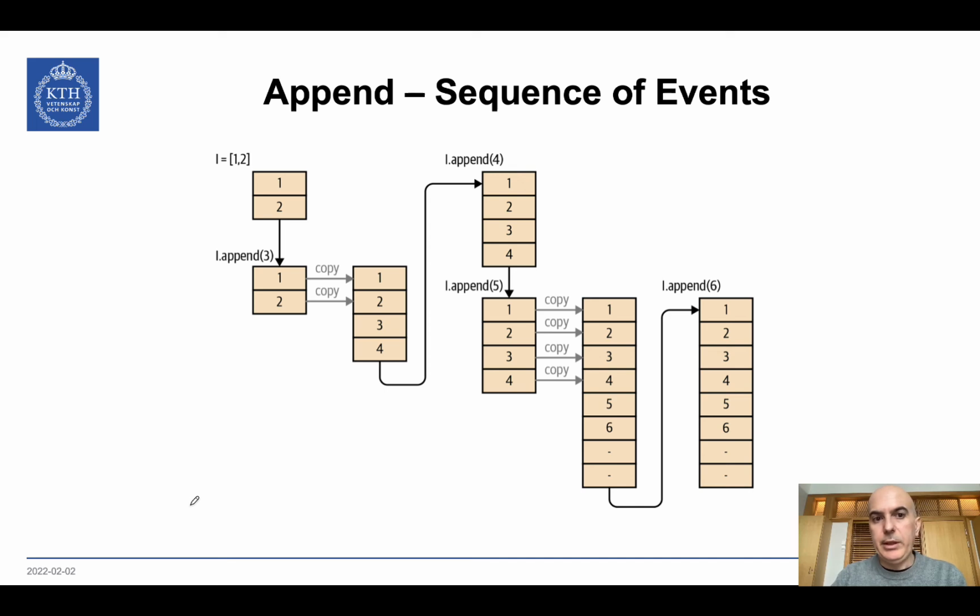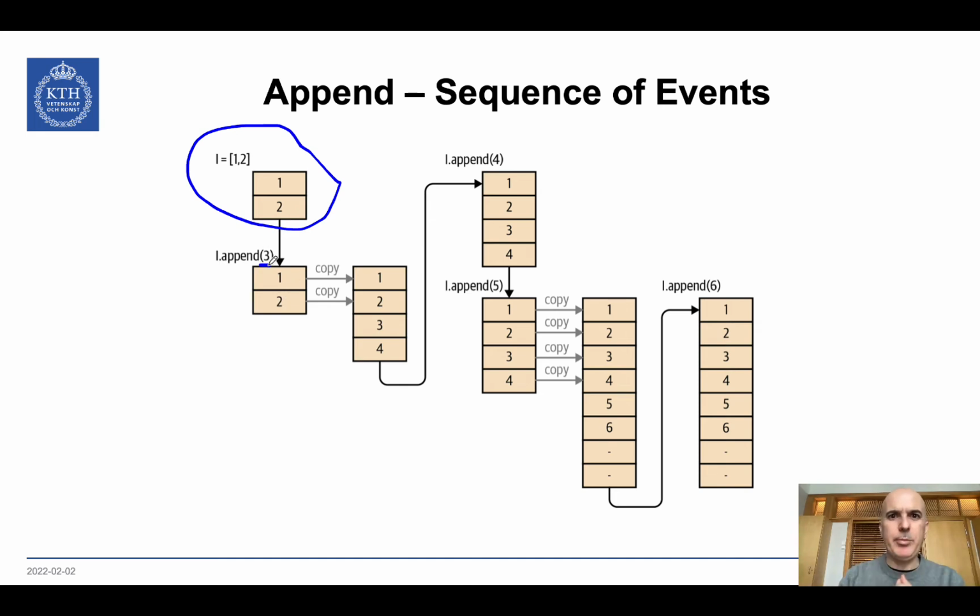As I mentioned, the appending operation is the following. We have the old list. We allocate a new list with a size that depends on this over allocating mechanism. Then we copy the old list into the new one, and then we add the extra element. So in this case, for instance, we have a list with 1 and 2. We do an appending operation of 3.